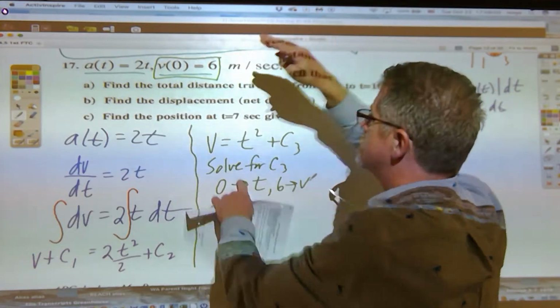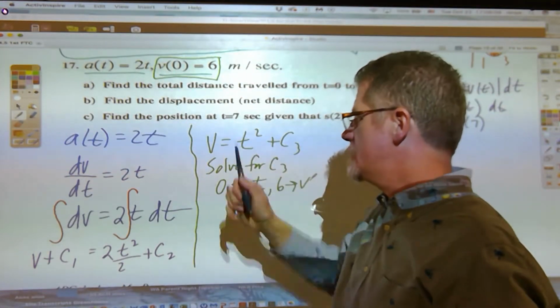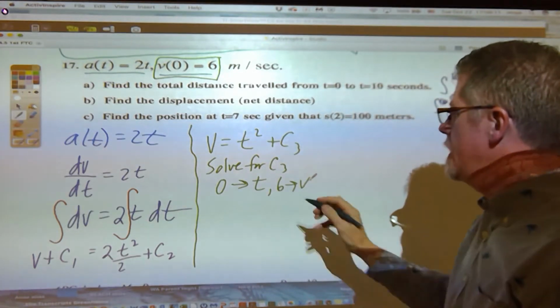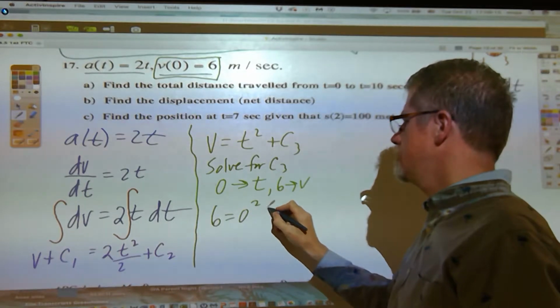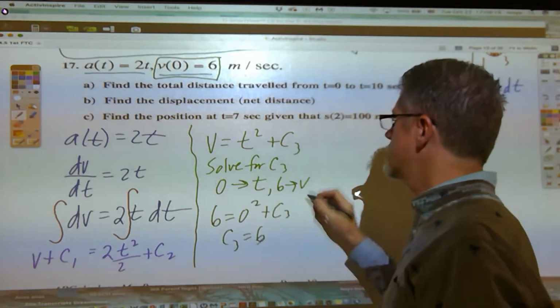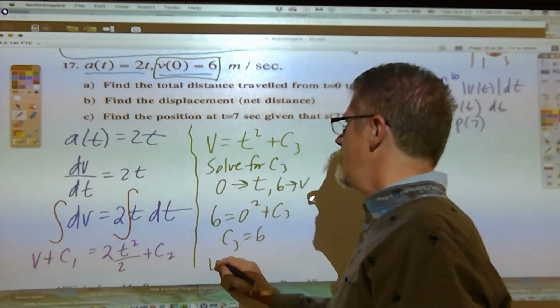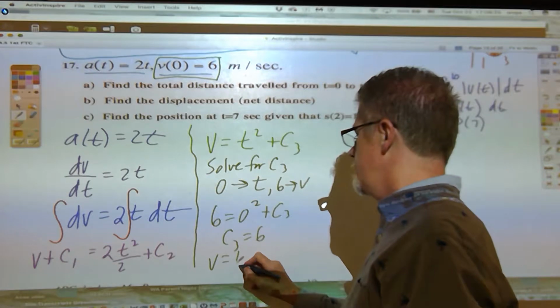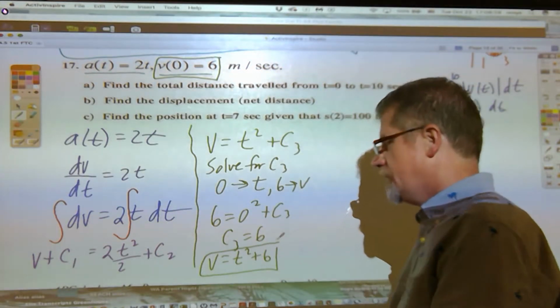That's what this says. This is called a set of initial conditions. When time is 0, velocity is 6. So I'm going to replace v with 6 and t with 0. So c3 is 6. Hey, I've just found my velocity function. The velocity function is t squared plus 6. Whoa, we're halfway done getting to position.